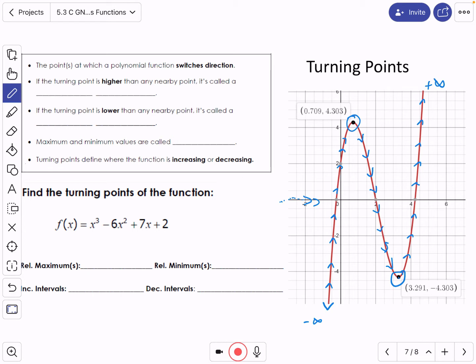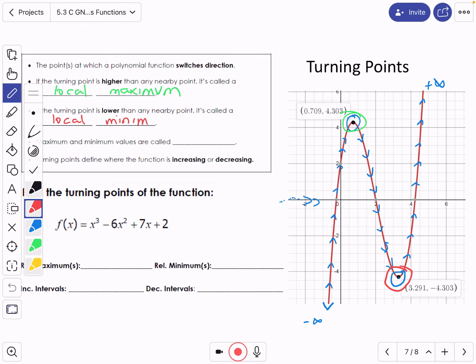And we define a turning point that's higher than nearby, like this point here, as a local max or maximum. And the second point over here, because it's lower than all the other nearby points, we call that a local minimum. And the fancy math word for max and min values, they're called extrema.